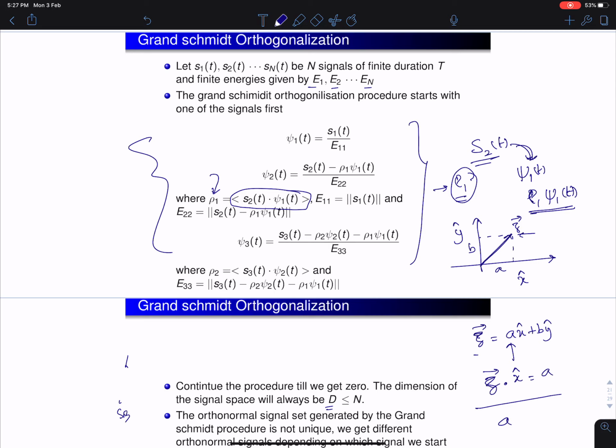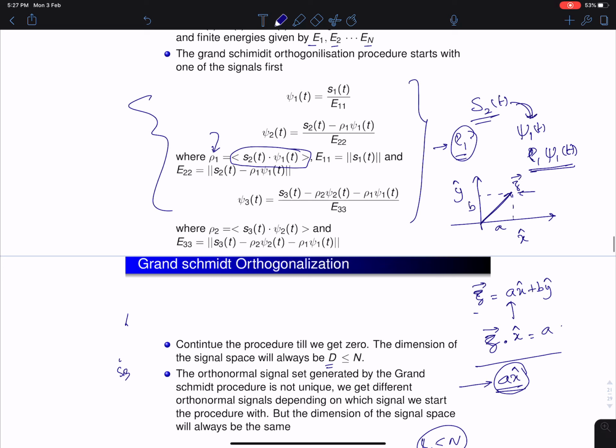Now I can write A x cap is the x component. It's a part of the vector z. Okay, it is that component of the vector that lies on the x axis, on the x direction. So A here is the projection.